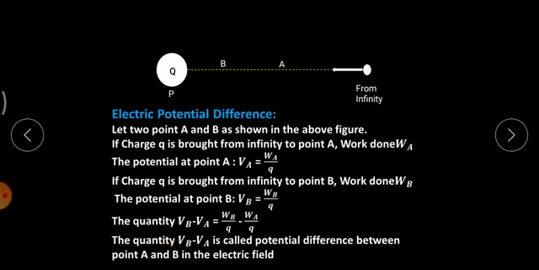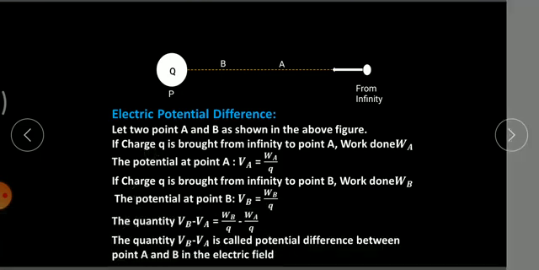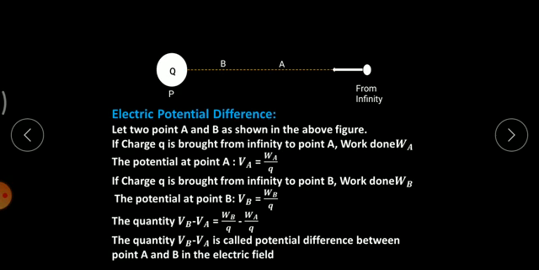Again, the electric potential difference is the difference between these 2 points A and B. This was electric potential. The potential difference between points A and B is VB minus VA. So the SI unit of this electric potential difference is again volt.